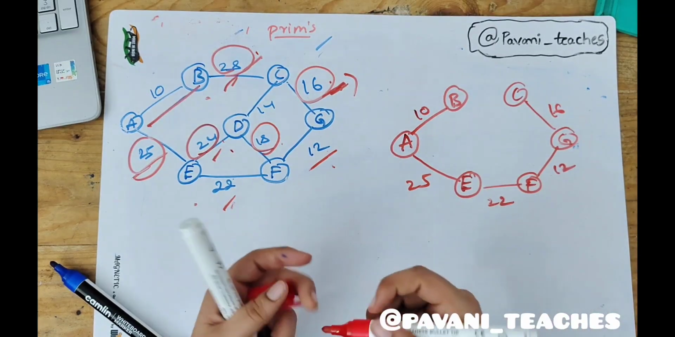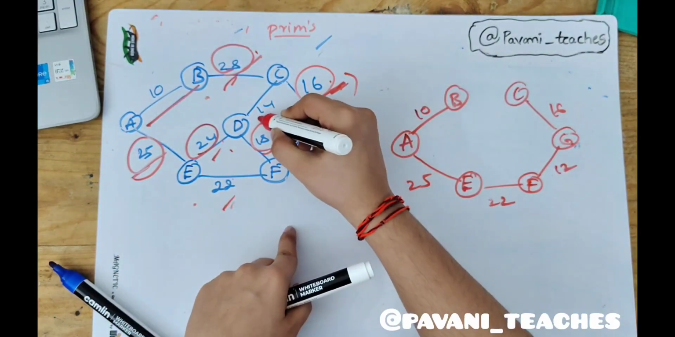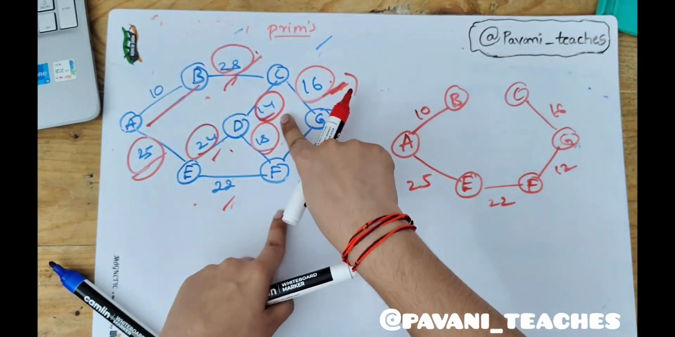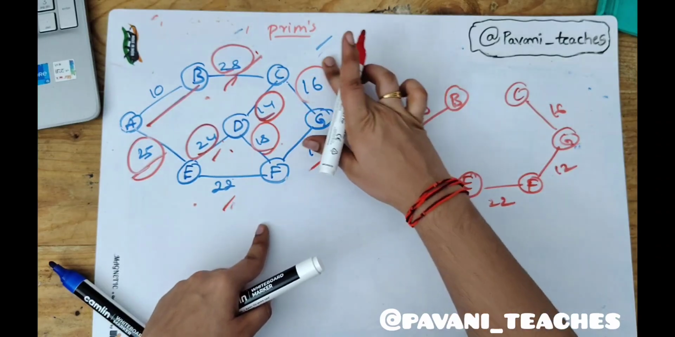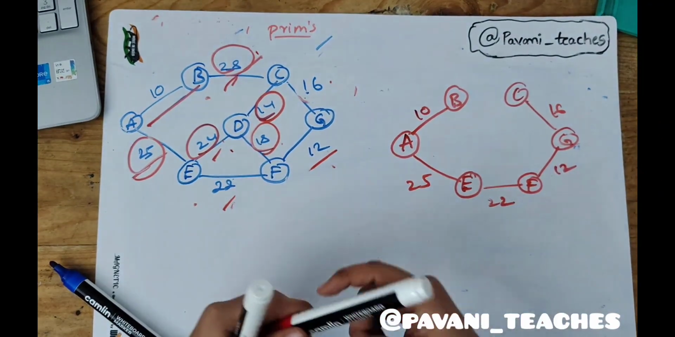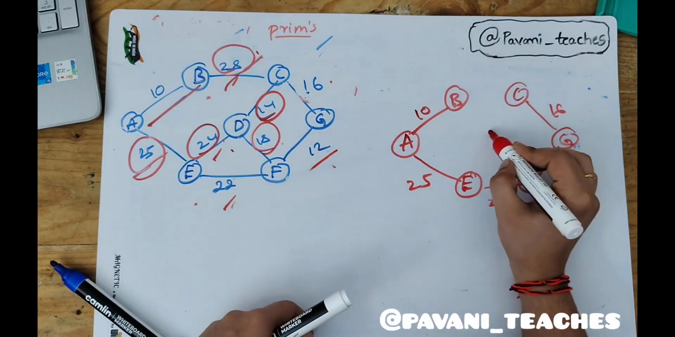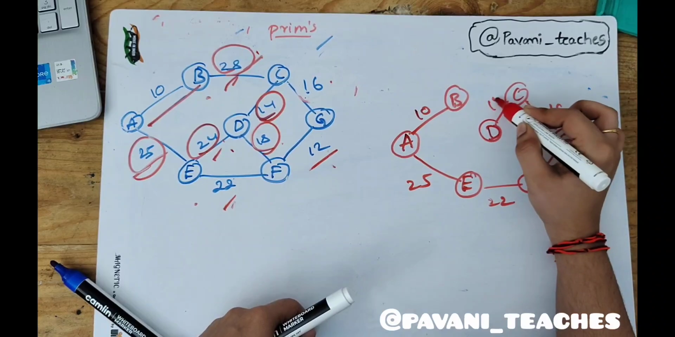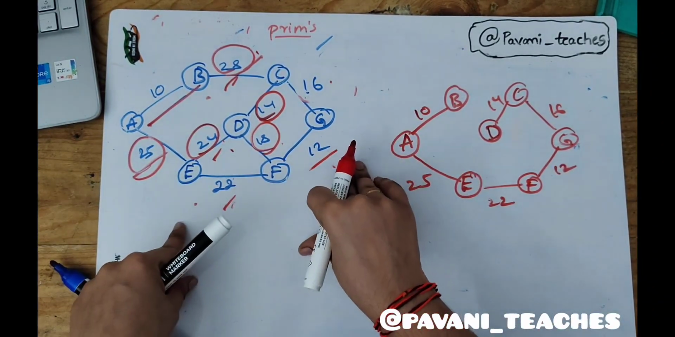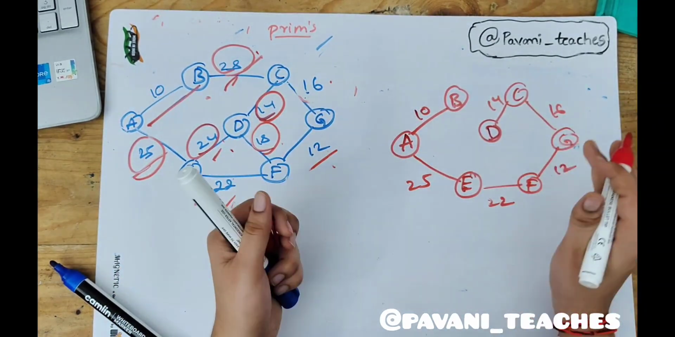Okay. Now again, this time we have the possibility to check the connected edge 14 also here. So again I am checking what is the least weighted edge connected to the vertices. Here the possibility is 14, which is D. So I am just taking this D 14. As we cover all the vertices present in this graph, it is completed and we got the minimum spanning tree.